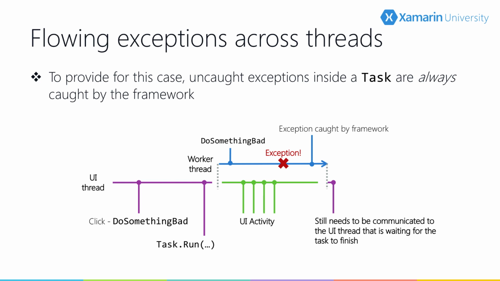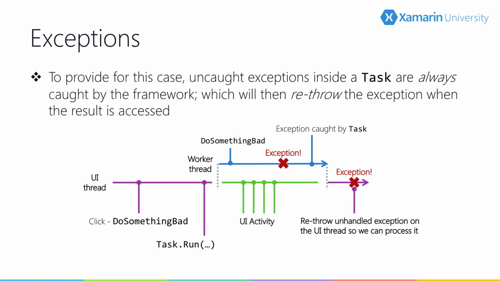The framework goes even one step further. When we consume the results of the task, either by accessing the Result property, by using Wait or the await keyword, then the Task Parallel Library will rethrow the captured exception on that thread. So this is really what allows us to report an error from the background code back to our main thread or whatever thread we want to use to handle the exception.